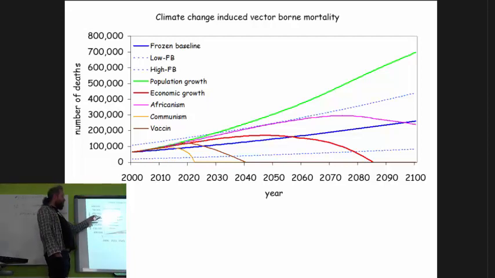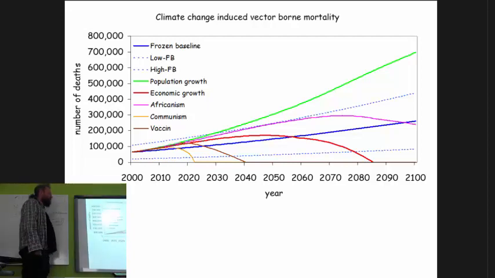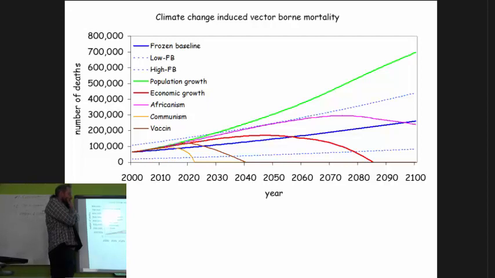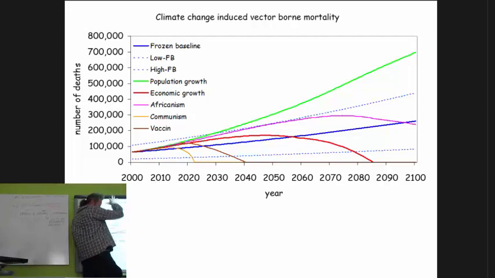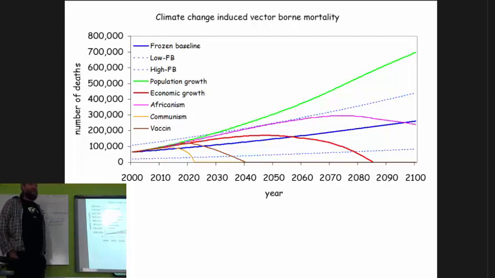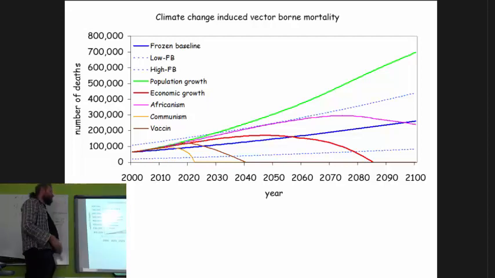And then in red, the consistent scenario of economic growth is imposed, where the assumption here is that once your income exceeds $3,000 per person per year, then you have the wherewithal to control malaria effectively. And if you impose that assumption, then malaria goes away around 2085. Not just the climate change part of malaria, but all malaria goes away around 2085. So you can sort of see the mechanisms here.